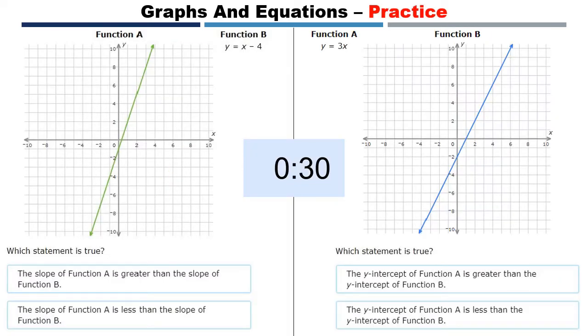Here you have two problems to see if you understood what we talked about in the previous slides. Notice that one of these is asking you to focus on slope, and the other one is asking you to focus on y-intercept. You have 30 seconds. If you need more time, press pause and resume when you're ready to start. Your time starts now.